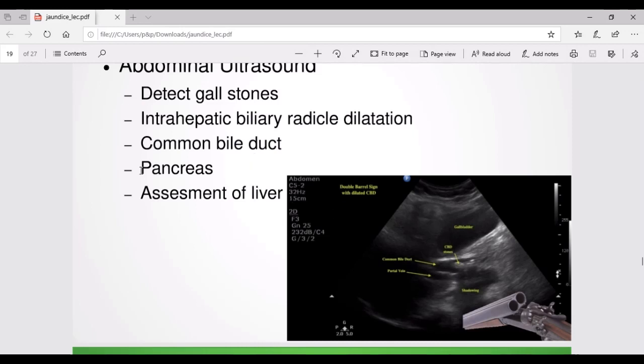We also assess the pancreas by ultrasound, but the pancreas, being a posterior structure, is sometimes difficult to be seen by the ultrasound, and it's not seen except in thin people with a low amount of gases in their abdomen. We can see then the pancreas. Otherwise, the pancreas is usually difficult to be assessed by abdominal ultrasound. We also use the abdominal ultrasound to assess the liver itself, to assess for chronic liver disease.